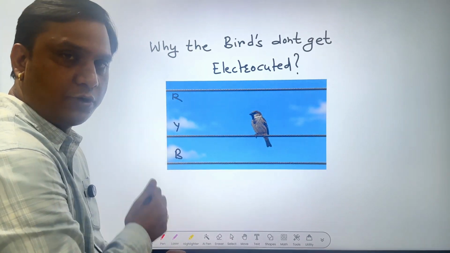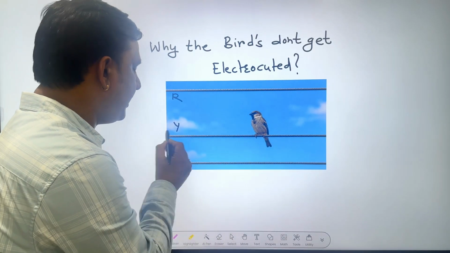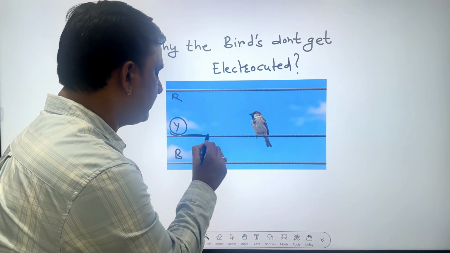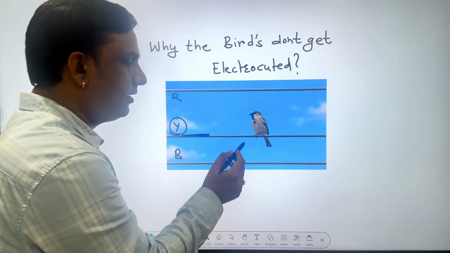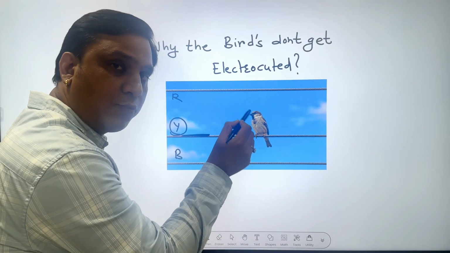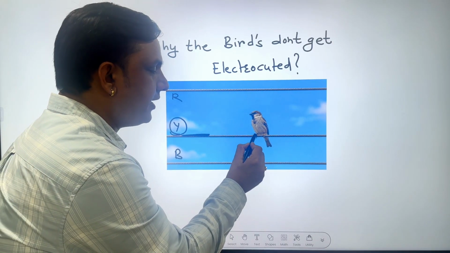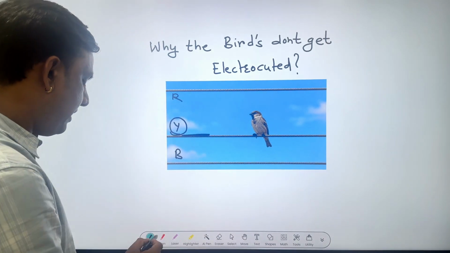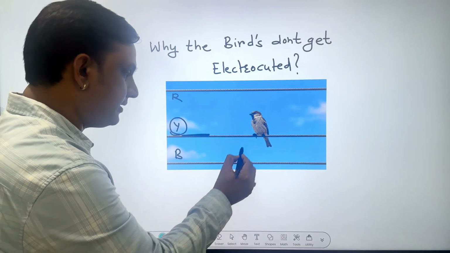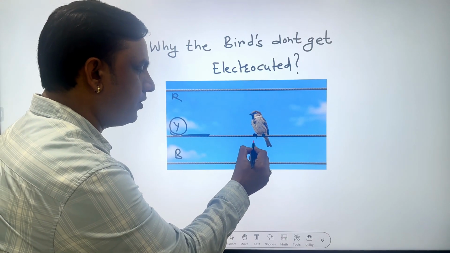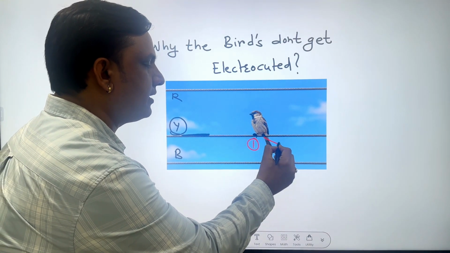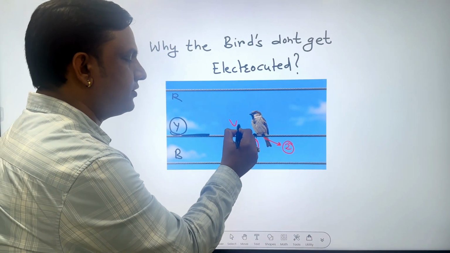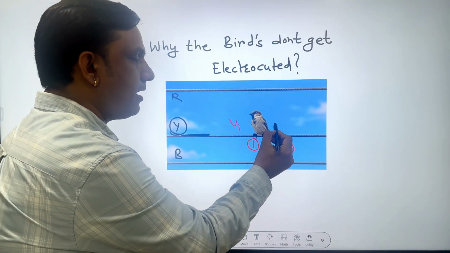So three phases are shown here, and say the bird is sitting on Y phase. This is the Y phase on which the bird is sitting. If we look at what position the bird is sitting, it is touching the line at these 2 points. If you consider these 2 points, say the first point is point 1, the second point we are considering as point 2. For these 2 points, say the potential is V1 at point 1 and V2 at point 2.